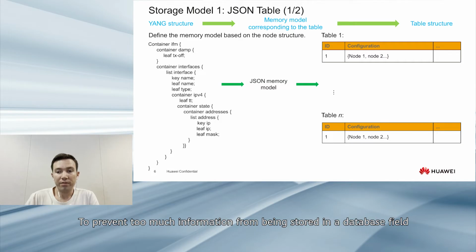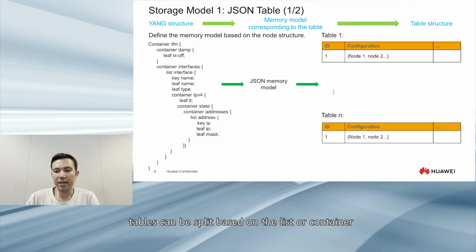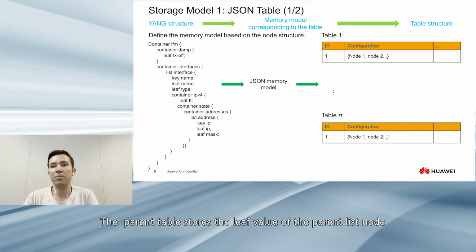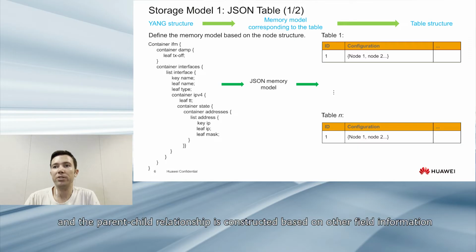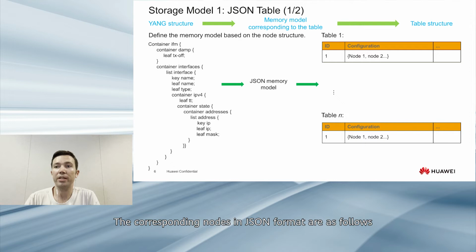To prevent too much information from being stored in a database field and to support data reading and writing, the stored data is split into tables based on certain rules. As you can see in the figure, tables can be split based on the list or container. The parent table stores the leaf value of the parent list node. The child table stores the node values of the child list, and the parent-child relationship is constructed based on other field information. The corresponding nodes in JSON format are as follows: name of node 1, value of node 1, name of node 2, value of node 2.